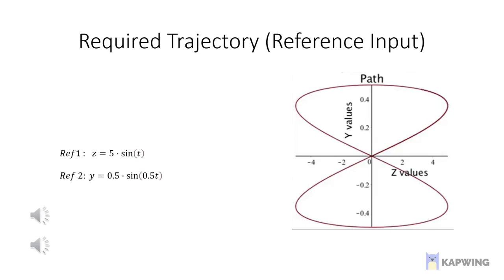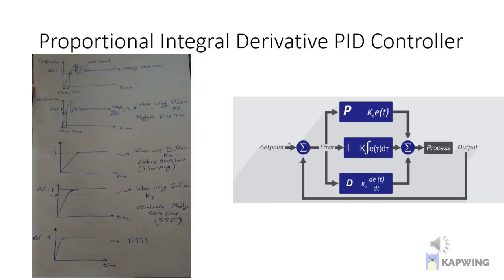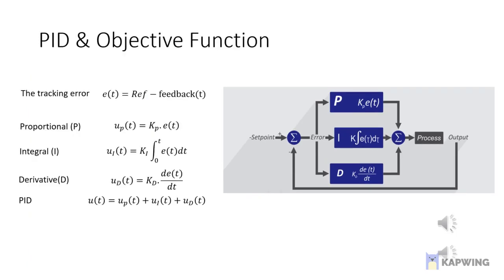To achieve this path, we use a PID controller. We can observe the effect of each PID gain on the system from the response curve. The PID controller is used to minimize the tracking error by the proportional gain, which reduces the rise time, the integral gain, which eliminates the accumulative steady-state error by integration, and the derivative gain, which overcomes the overshoot and makes the system damp because of the derivative.